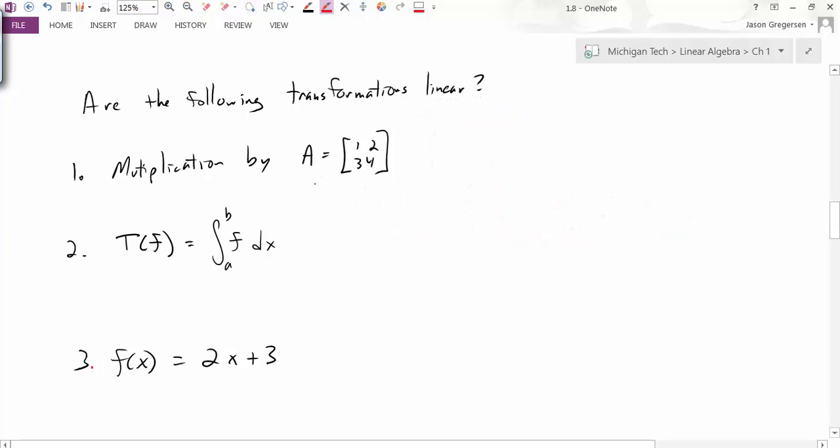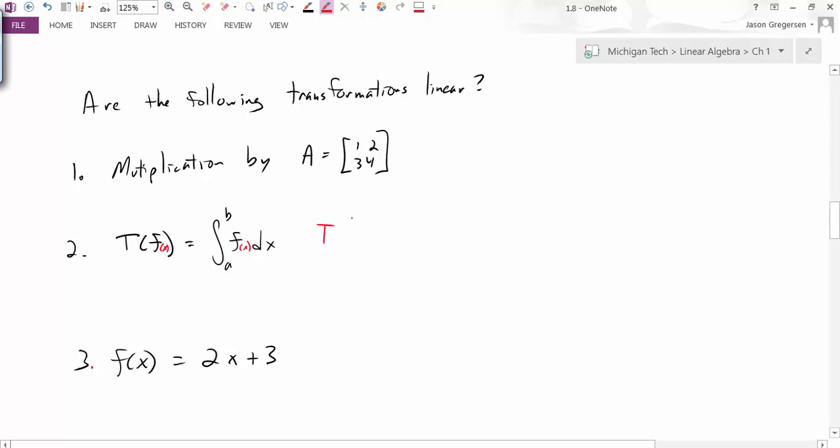Now the second one might look very strange, especially if you haven't had calculus too. So this is an integral. So I'm taking the transformation as acting on some function x, and maybe I didn't specify that's some function of x. What my transformation is doing is it's mapping my function value to the number that is the definite integral from a to b of this function, of integrating this function. So this transformation, is it linear?